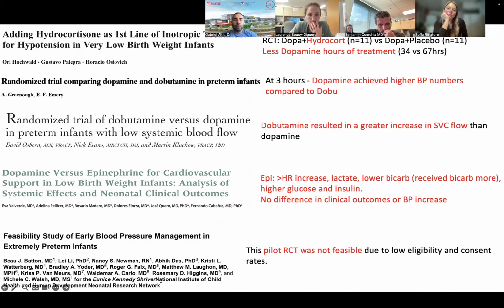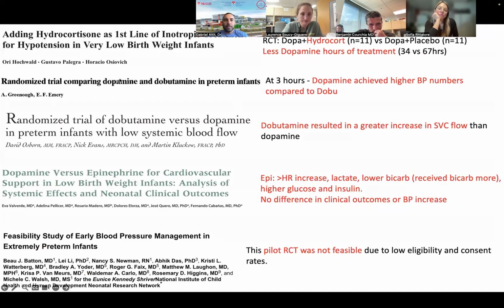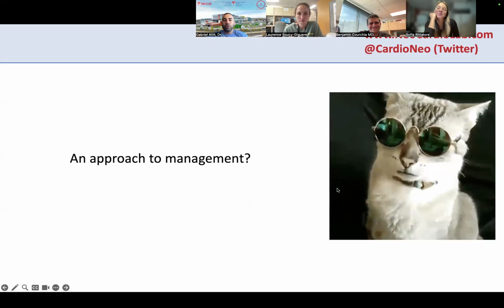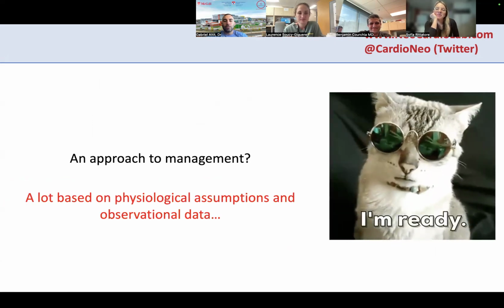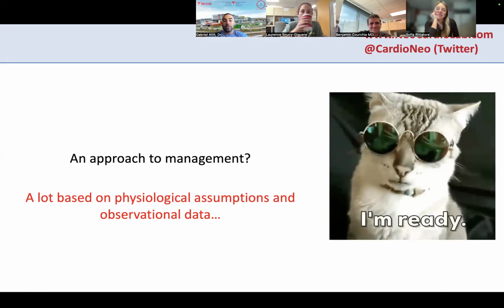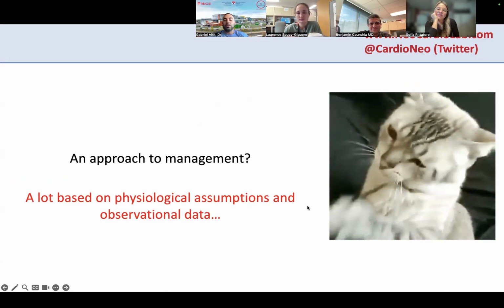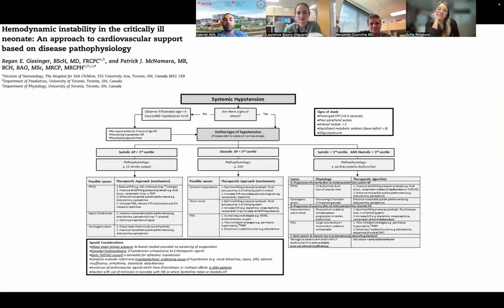I've put here some of the important trials that have been done looking solely at the whole idea of hypotension or low blood pressure, whatever that means, and most of these trials have not yielded any meaningful improvement in outcomes and have actually potentially shown more side effects than anything. So what's our approach to management when we tackle this from the hemodynamic standpoint? A lot is based on physiological assumptions, observational data, and what we would expect to be the effect of the medication in that particular setup.